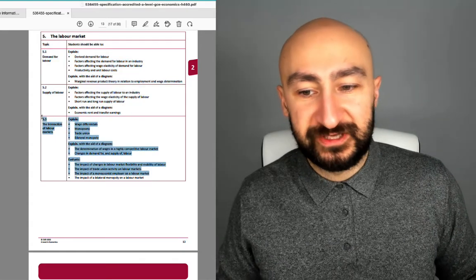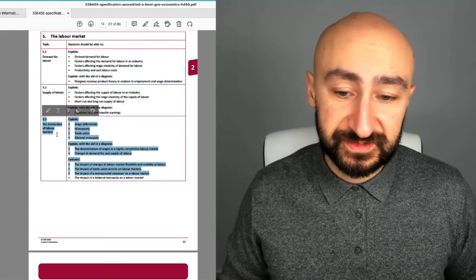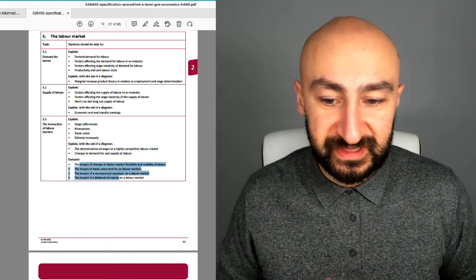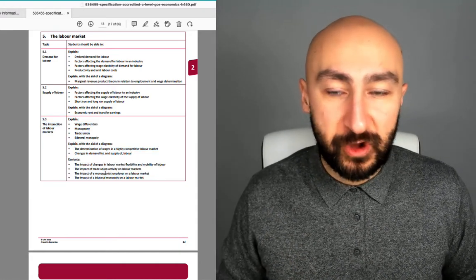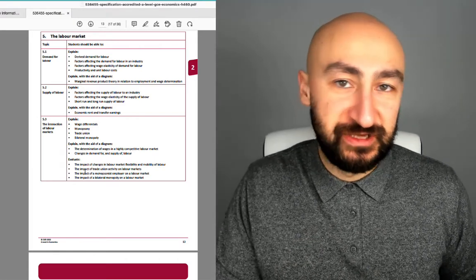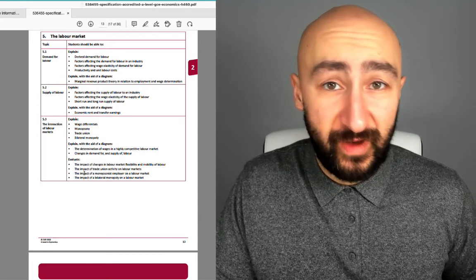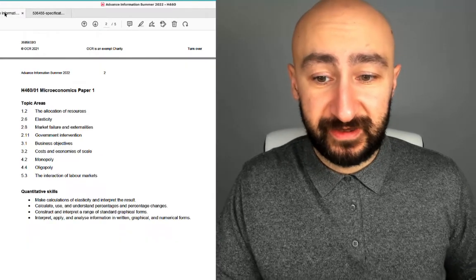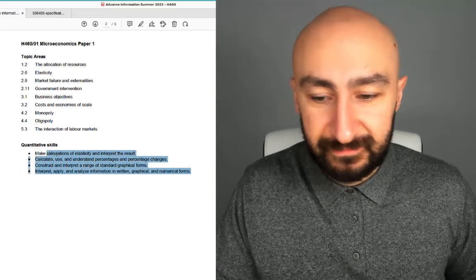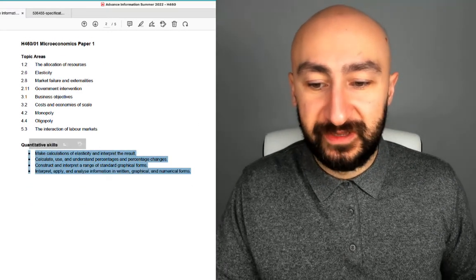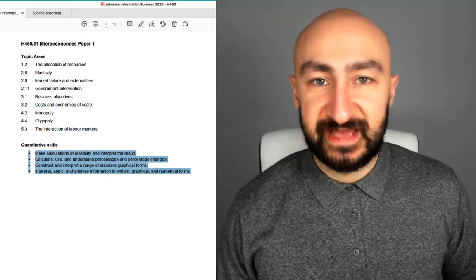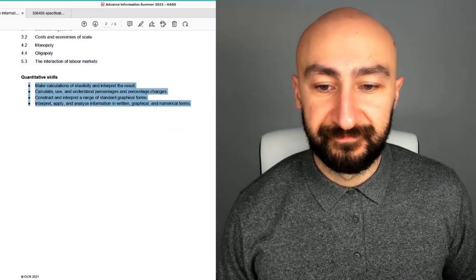And this is where a big question might come up in terms of where they might ask you to evaluate the impact of a monopolist employer on the labor market, or evaluate the impact of trade unions on increasing wages in the labor market. Okay, so that's from a paper one standpoint. And again, the usual, what you would need to do anyway, calculating elasticities, percentage changes, understanding graphs and so forth.